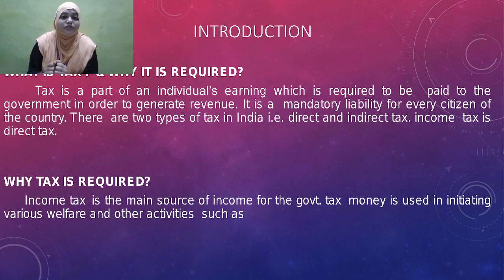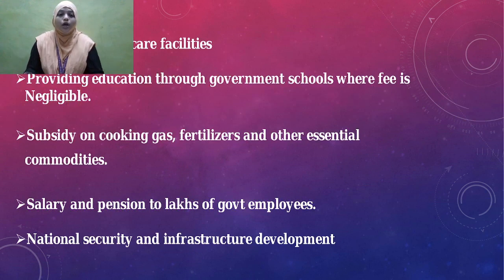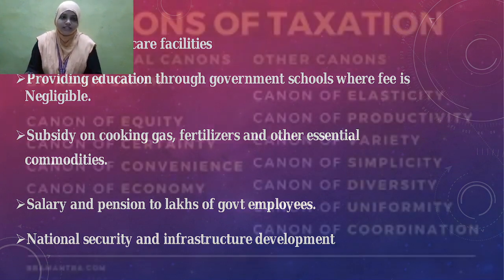Why is tax required by the government? It is the part of an individual's earnings which is required to be paid to the government in order to generate revenue. It is a mandatory liability for every citizen of the country, and it is of two types, direct tax and indirect tax, whereas income tax comes under direct taxes. Tax is mostly required by the government to initiate various welfare activities, such as building hospitals, developing infrastructure, national security, and salary and pension after retirement for government employees, as well as subsidies on cooking gas, fertilizers, and other essential commodities.